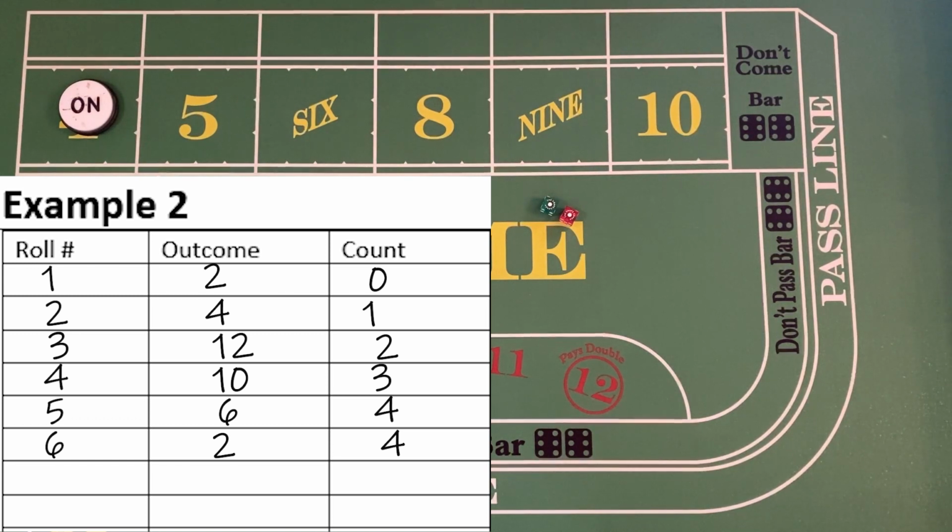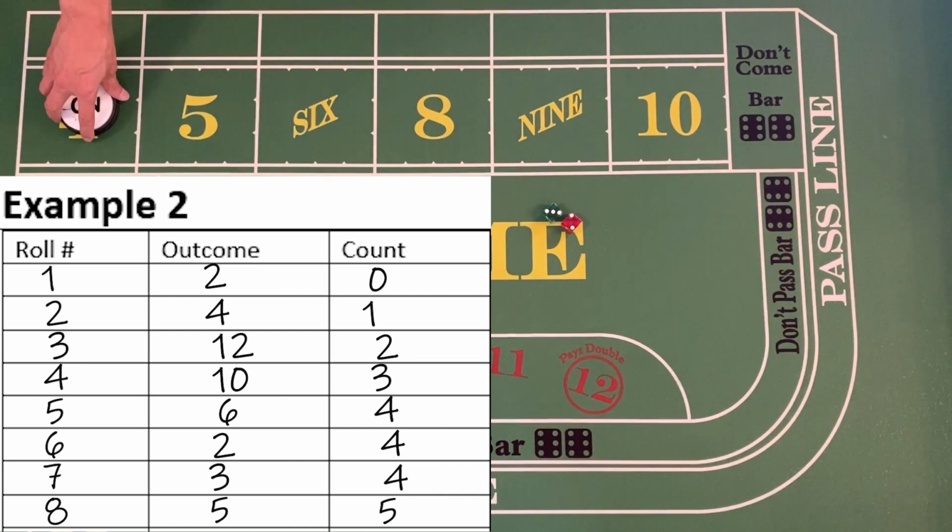That would have been his 6th roll, but we're at 4 and holding. Let's say on his 7th roll, he throws a 3. We are still at 4 and holding. And now let's say on the 8th roll, he finally throws a 5. Now we have gotten to a count of 5, and betting would begin. Betting will be discussed in a different video.